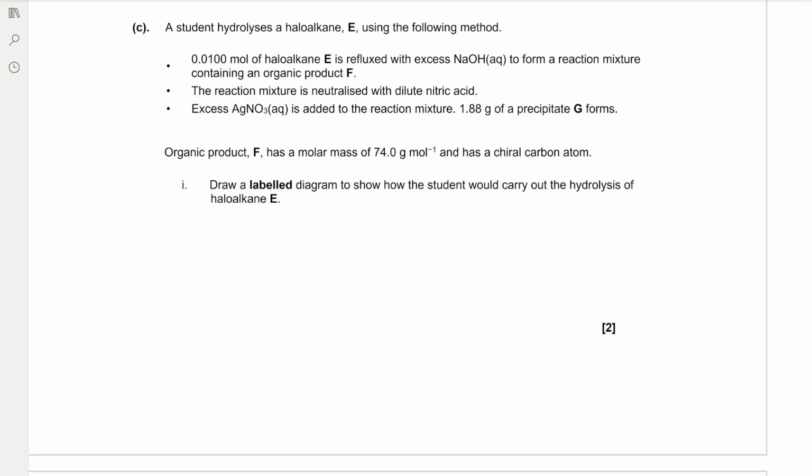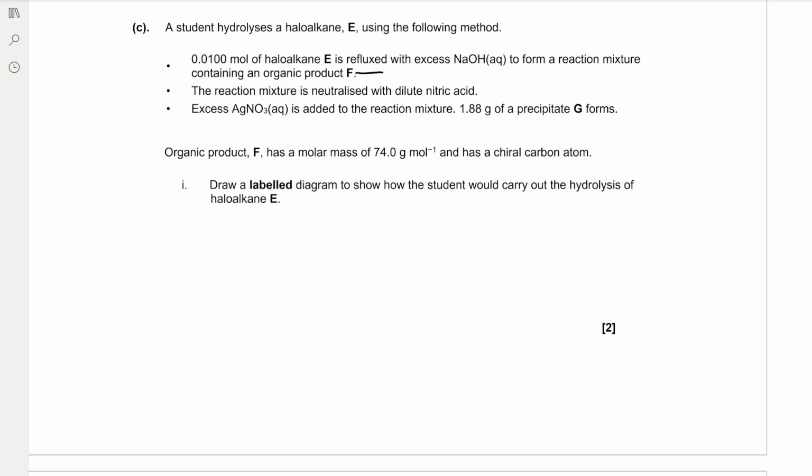A student hydrolyzes a haloalkane E using the following method. So 0.01 moles of haloalkane E is refluxed with excess sodium hydroxide to form a reaction mixture containing an organic product F. The reaction mixture is neutralized with dilute nitric acid. Excess silver nitrate is added to the reaction mixture, forming 1.88 grams of precipitate G. Organic product F has a molar mass of 74 grams per mole and has a chiral carbon atom. Draw a labelled diagram to show how the student will carry out the hydrolysis of haloalkane E.